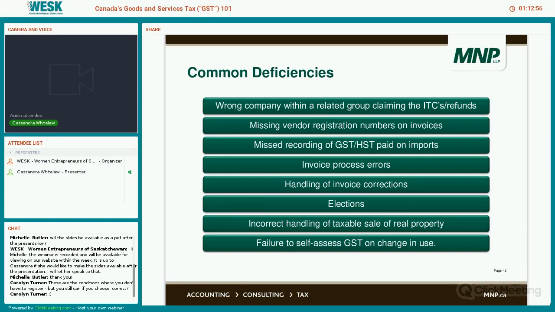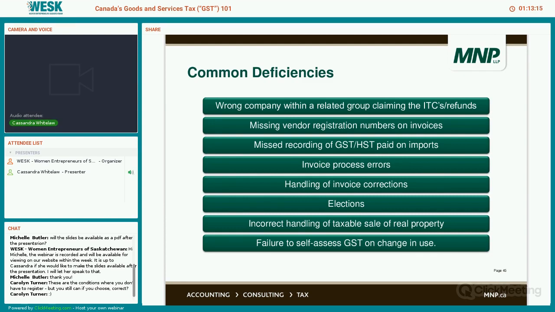So whoever's signing any elections that you might be making, you need to make sure that they are an authorized representative with the CRA. We also see a lot of issues with the handling of taxable sales of real property, just because the rules are very, very complex and people often make mistakes.